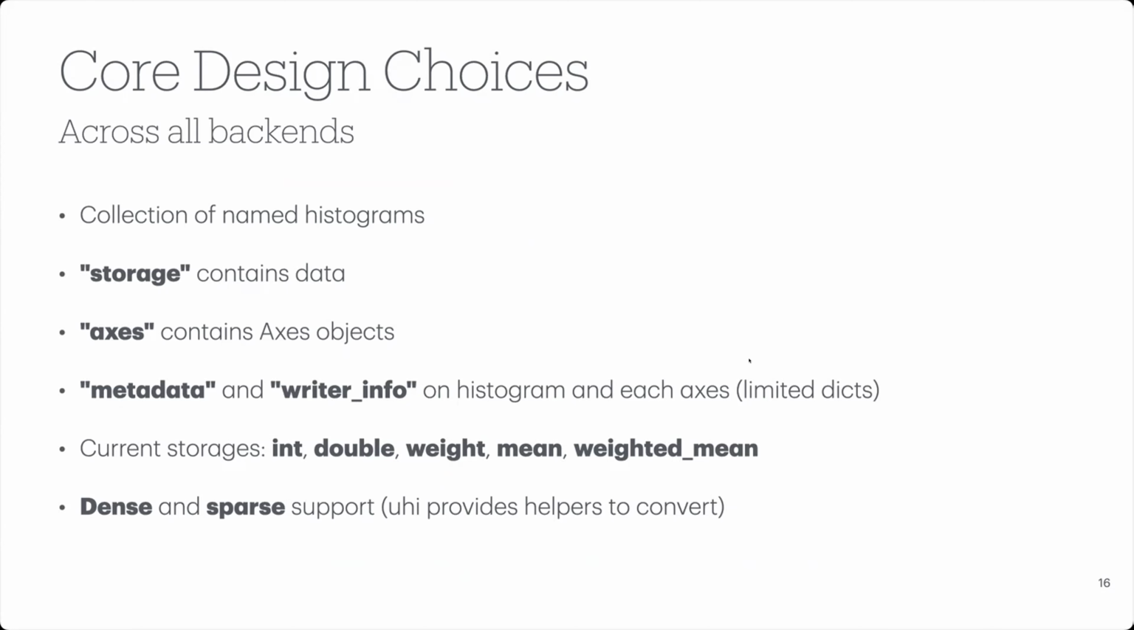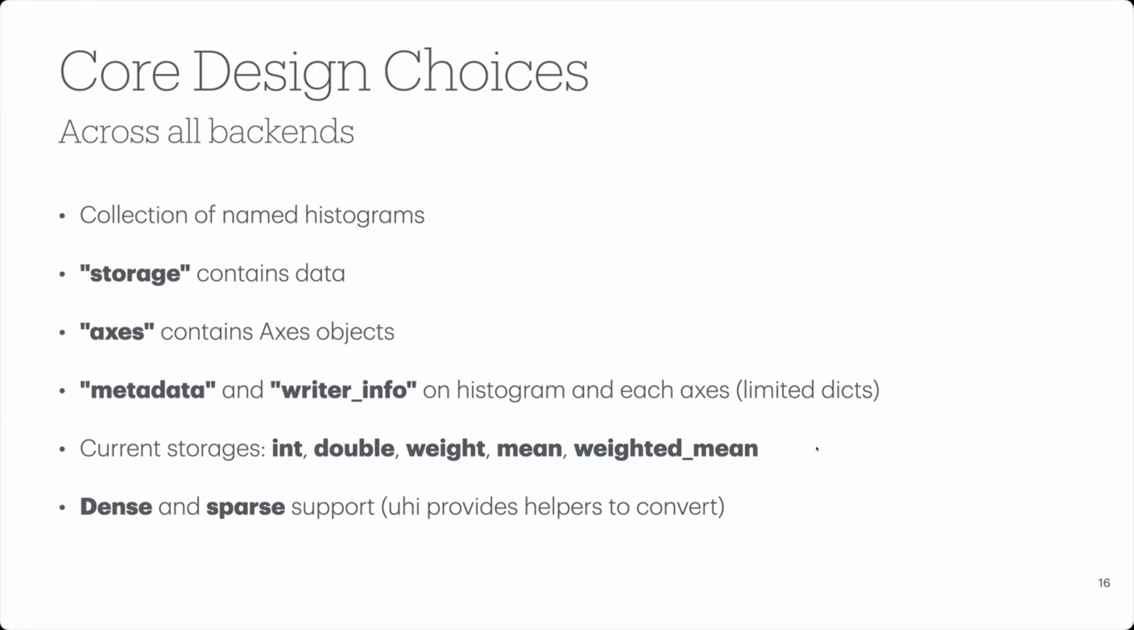And there's a limited set of information that you can put in there. Like I think we currently support floats, integers, strings, a few things like that. If somebody wants something else, then let us know. But it is a dictionary, so you can put as many of those things as you want. And we currently store integers, doubles, weights, means, and weighted means. So those are the storages that we support.